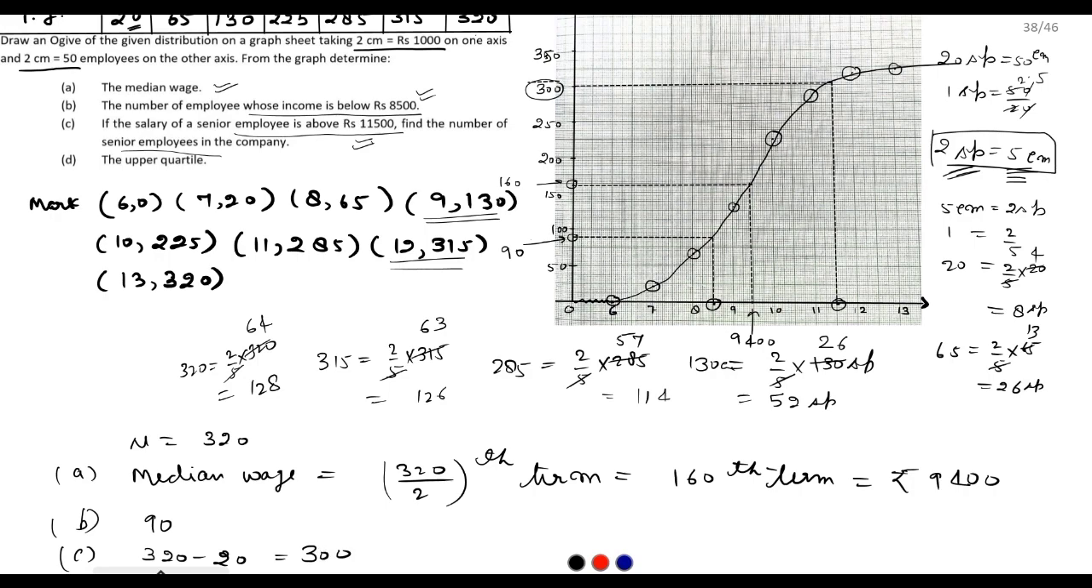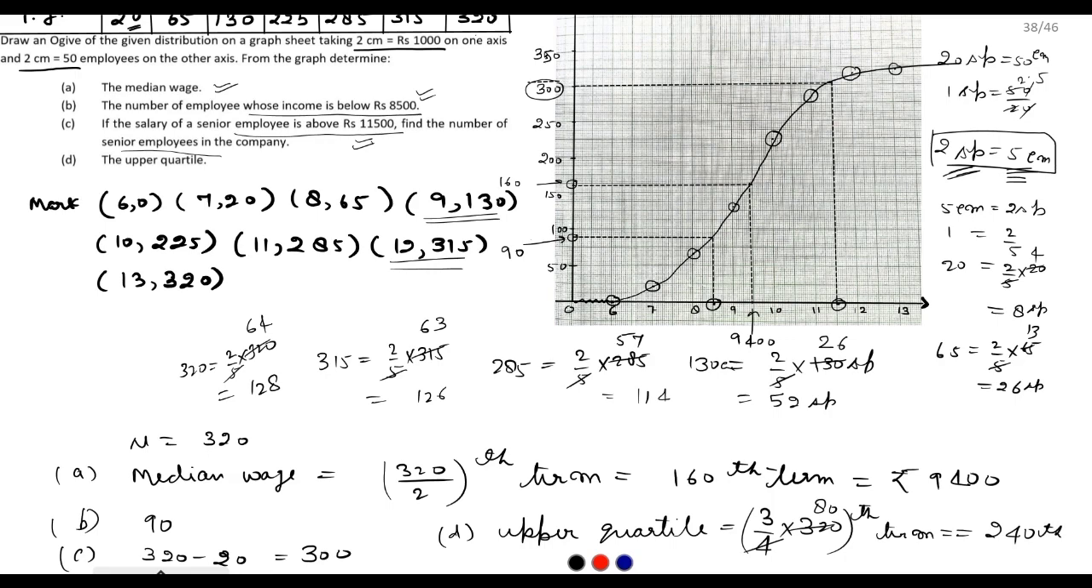In the fourth part, the upper quartile, that is 3/4 of the 320th term, the 240th term. This is 200, and we have to calculate 40. 40 means 5 employees is equal to 20 is equal to 2 small parts. Then 40 will be 16 small parts. Then after 200, calculate 16.